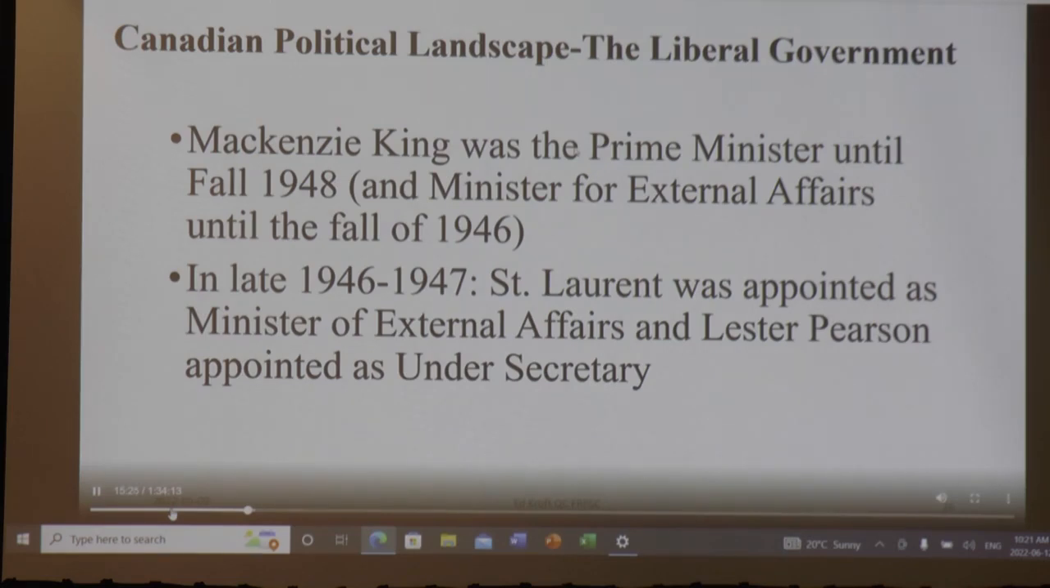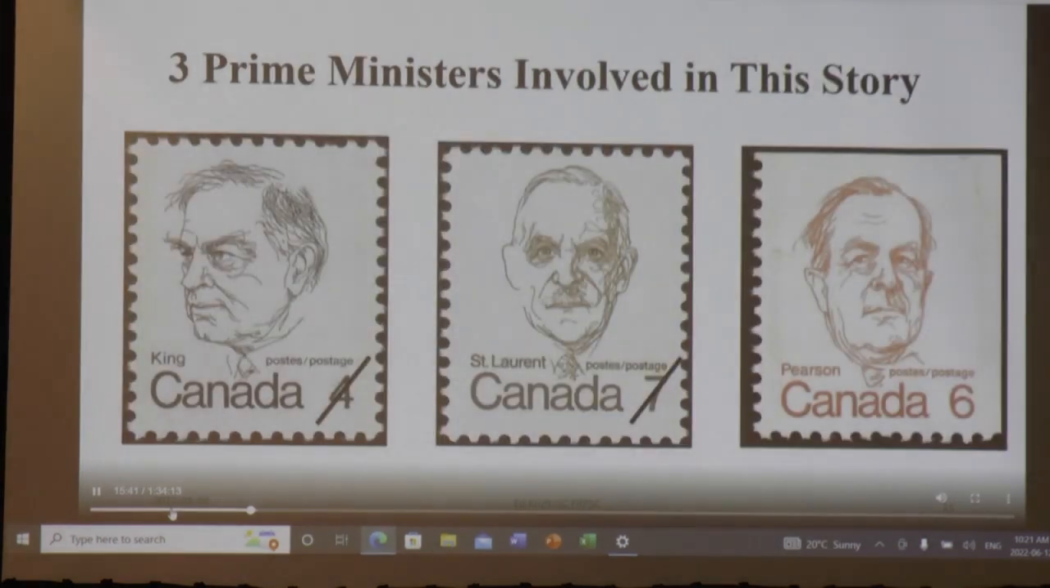In late 46 and 47, his French lieutenant, Louis Saint Laurent, was appointed as the Minister of External Affairs, and under Saint Laurent, Lester Pearson, previously the ambassador to the United States for Canada, was appointed as Saint Laurent's undersecretary. And no presentation about stamps would be possible without showing stamps. And we have the three prime ministers, King, Saint Laurent, and Pearson, shown on postage.